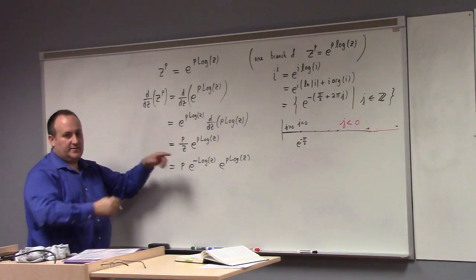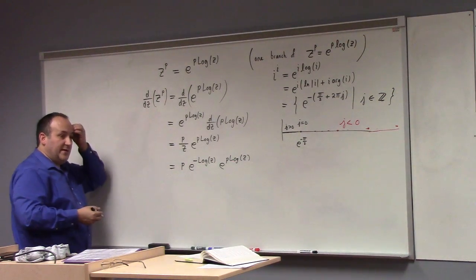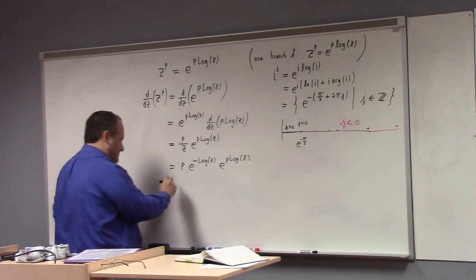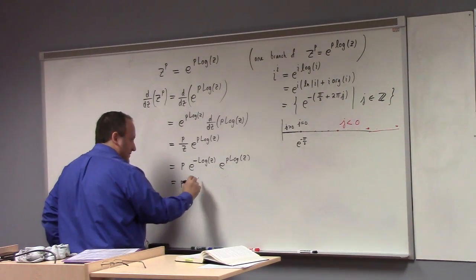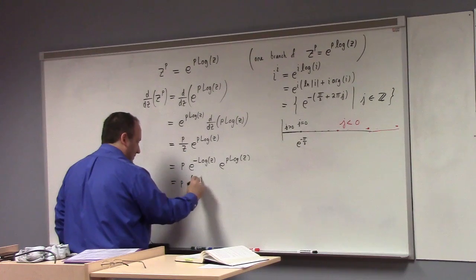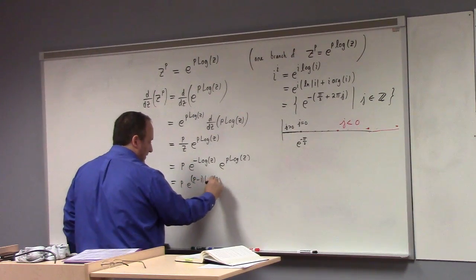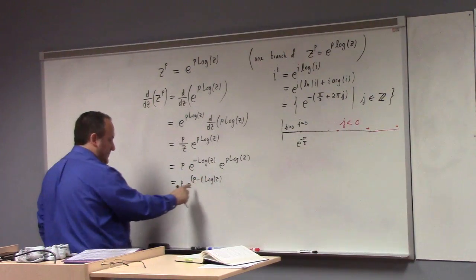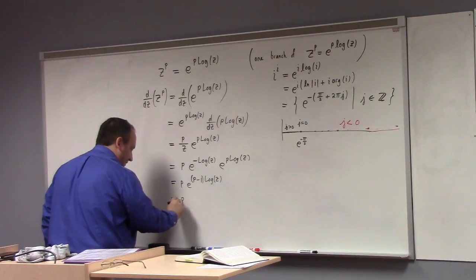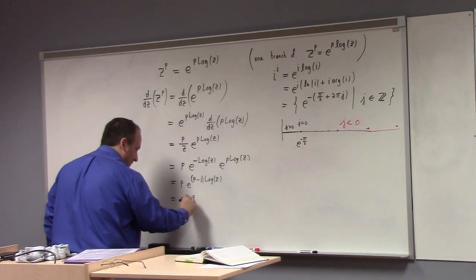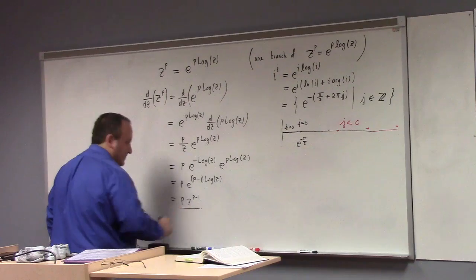Agree? I can change the 1 over z to an e to the minus log z, and then put these together. I've got p e to the p minus 1 log z, and then I'll take you up on your offer to convert it back to a z to a power. We've got p z to the p minus 1. Hooray!